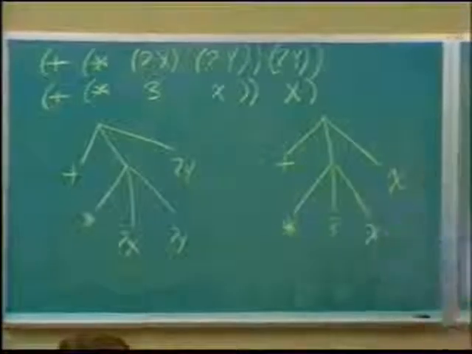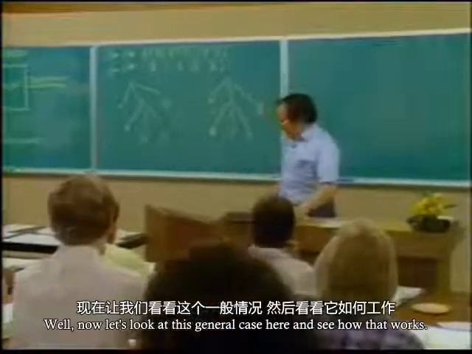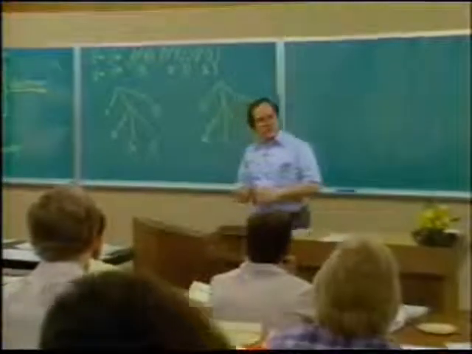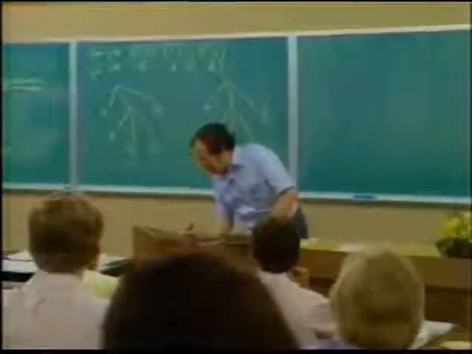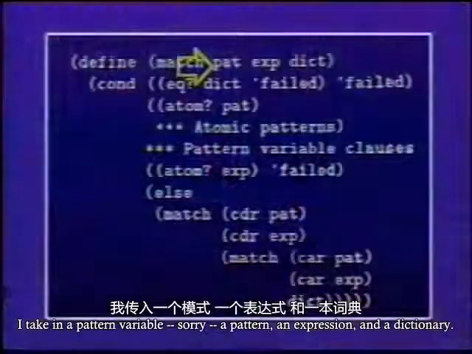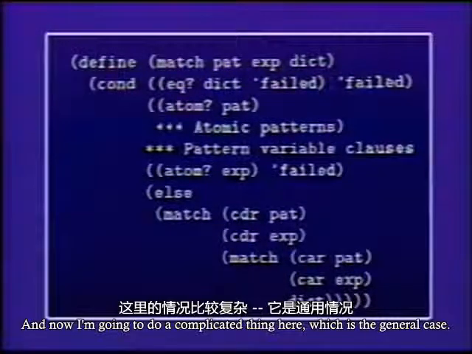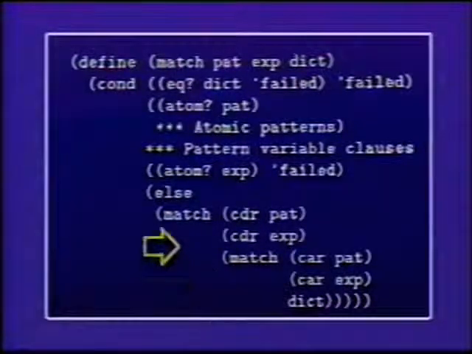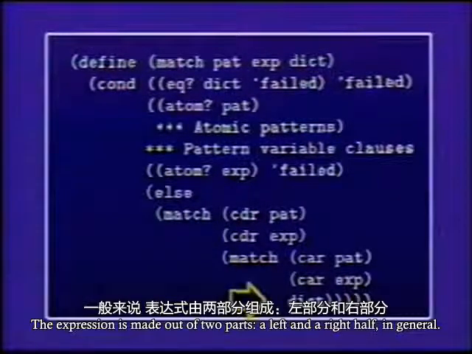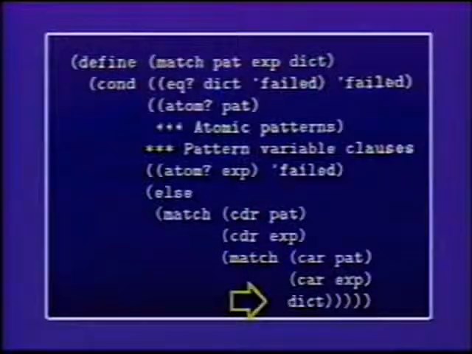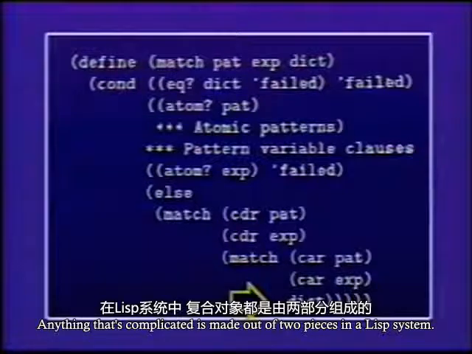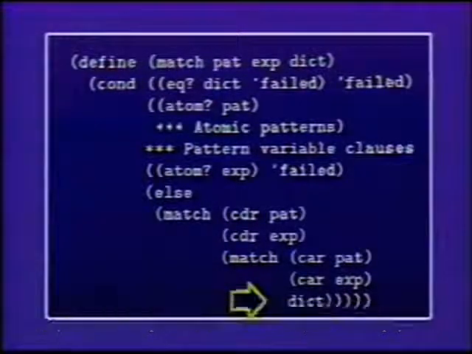Well, now let's look at this general case here and see how that works. Here we have it. I take in a pattern variable, pattern, an expression, and a dictionary. And now I'm going to do a complicated thing here, which is the general case. The expression is made out of two parts, a left and a right half, in general. Anything that's complicated is made out of two pieces in a Lisp system.